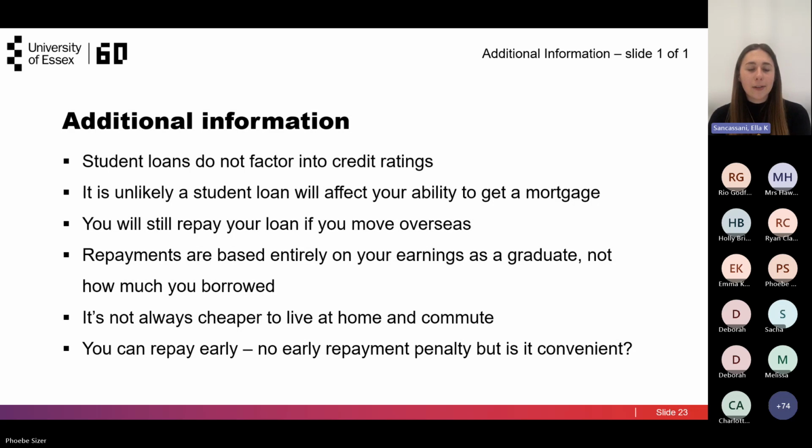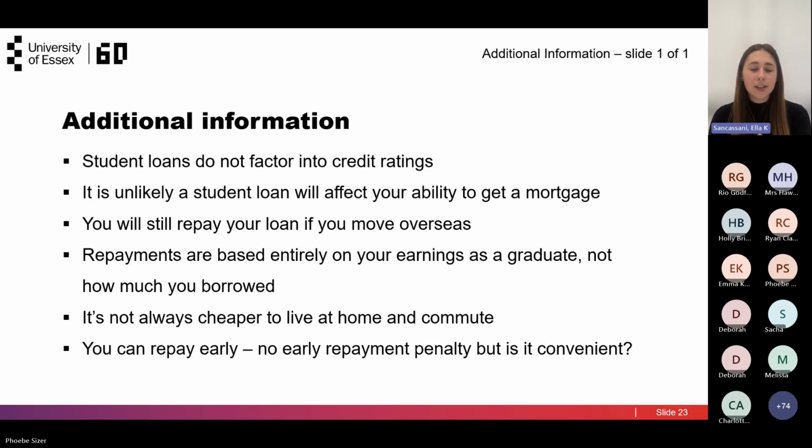It is worth thinking about whether it is cheaper to live at home and commute. It's not always the way, but it is sometimes. So if your young person is thinking about going to university more locally, it might be worth looking at those commuting costs and the cost of living on campus to see which is best for them.